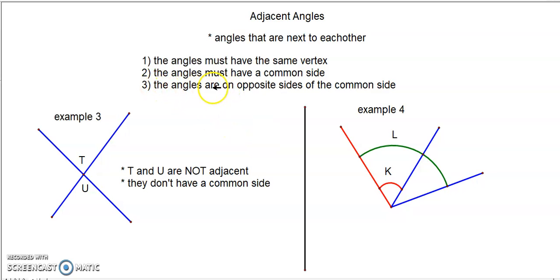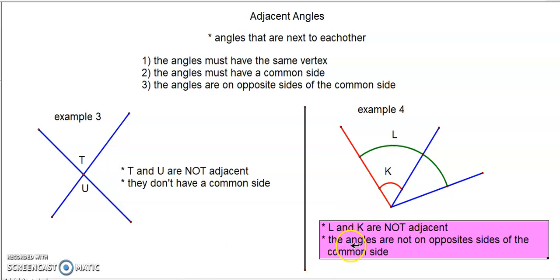criteria 3, the angles are on opposite sides of the common side. If this is the common side, angle L is to the right and angle K is to the right. They are not on opposite sides. So this one, criteria 3, does not work. So L and K are not adjacent. So here I have it written down. L and K are not adjacent because the angles are not on the opposite sides of the common side. They're both on the right.